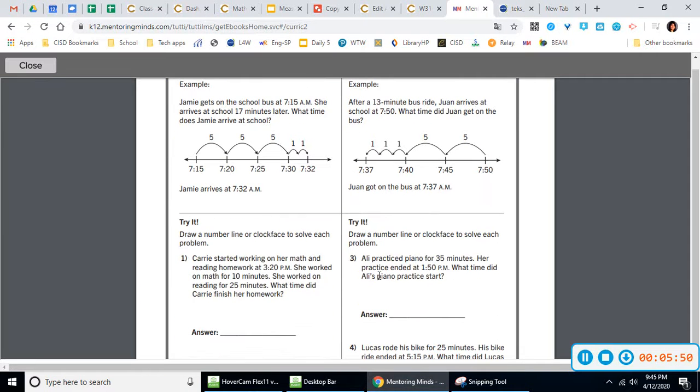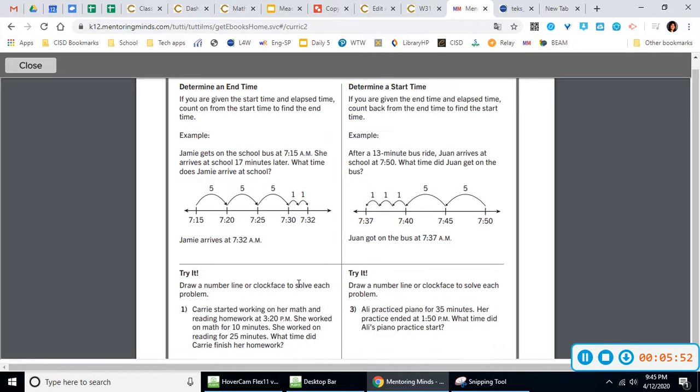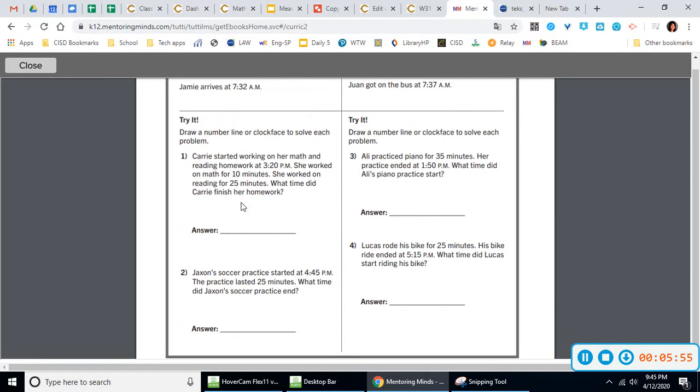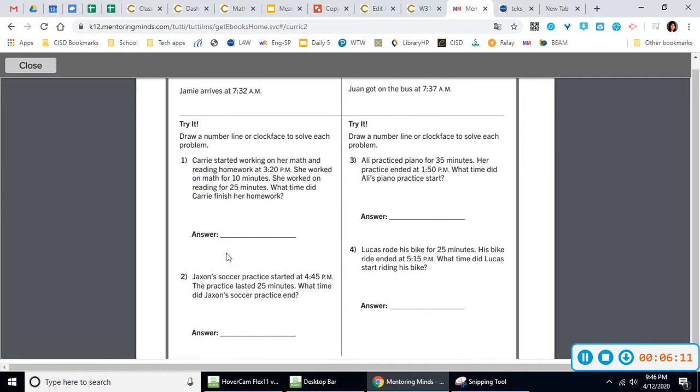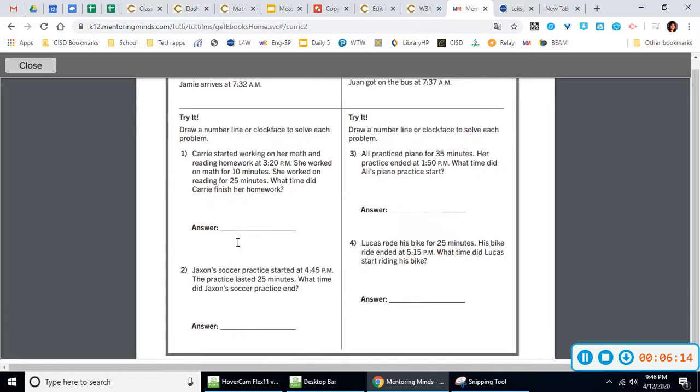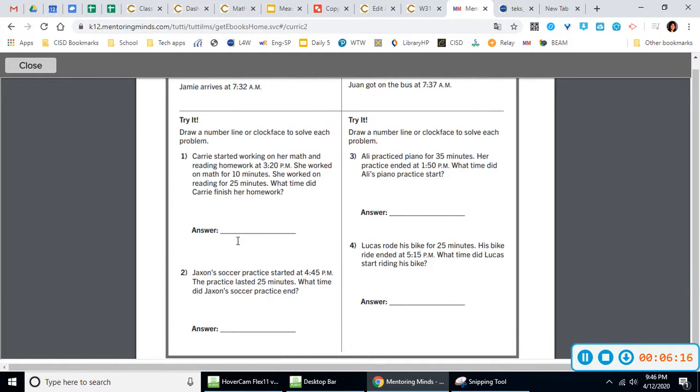So I want you to go ahead and we're going to try it. Look at problems number 1 and number 2. I want you to go ahead and pause the video, or as I go, we can go a little bit slower. We're going to try and do number 1 and number 2. It's still going to determine an end time, so you could do it with me. Grab a piece of paper, a pencil, a marker, a whiteboard, whatever you have, and I'm going to read it to you and give you a chance to try and figure it out, and then we can work it together.